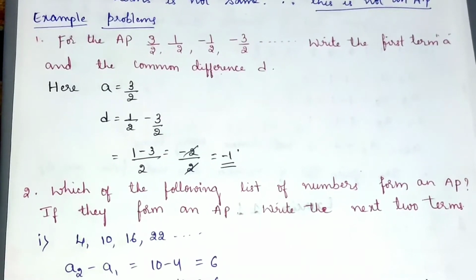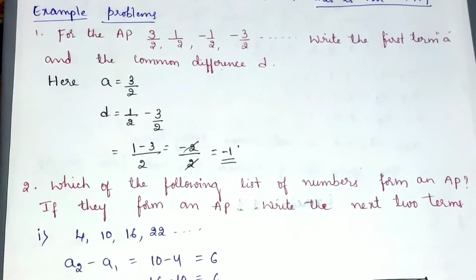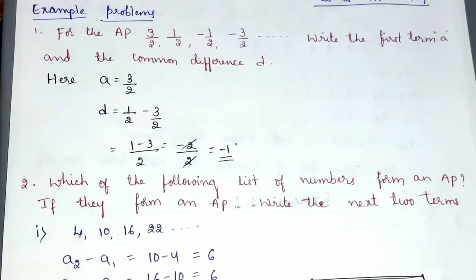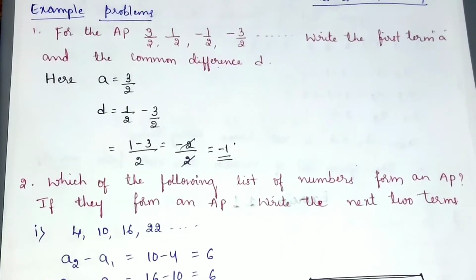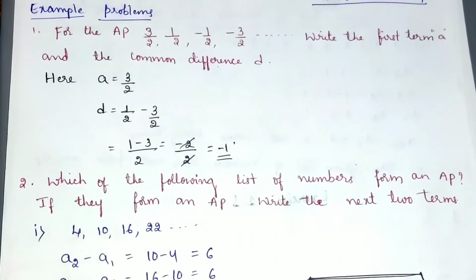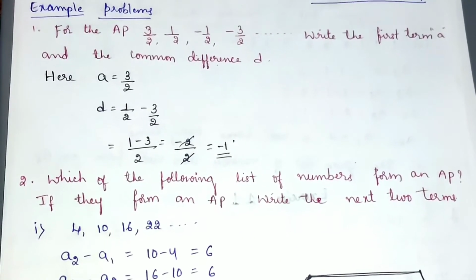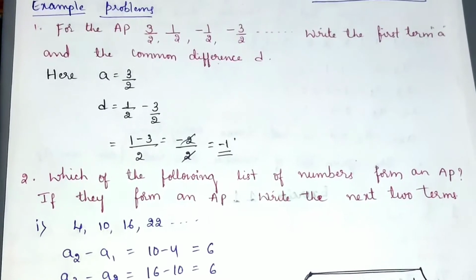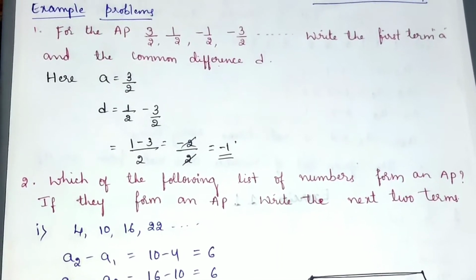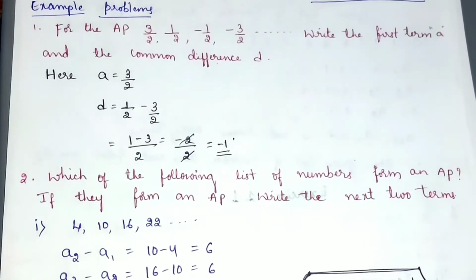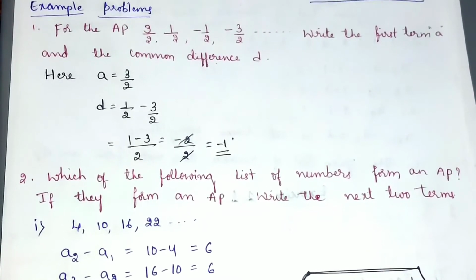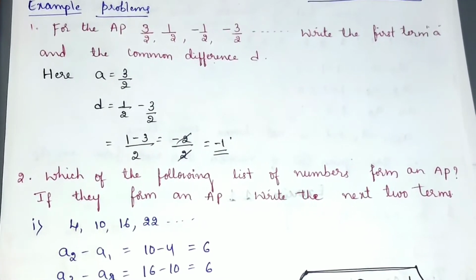Hello everyone. In the last session, we learnt about the definition of arithmetic progression, the general formula, and how to find the common difference. Before going to the numericals, let us understand some worked examples. These are the worked examples which I have taken from the textbook, and let's see them one by one in detail.